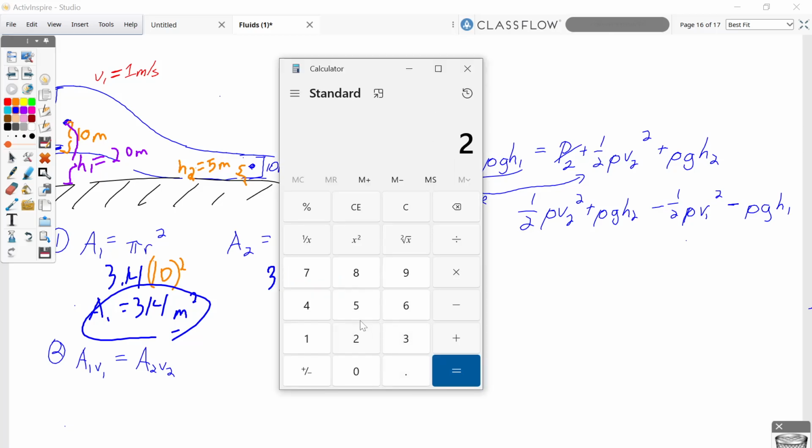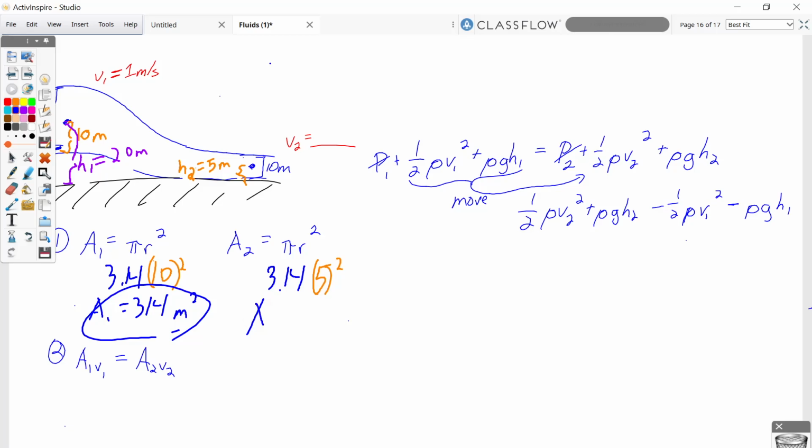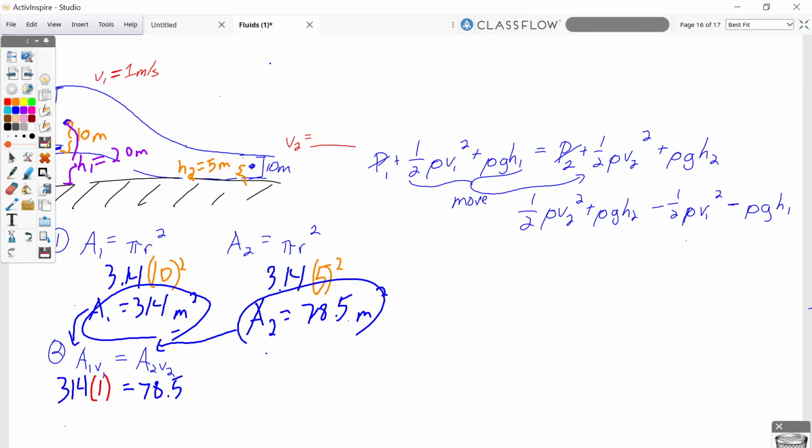Same thing over here, 5 times 5 is 25, 78.5. Okay. We're going to plug in our numbers in our next formula. Our velocity 1 is 1. Our velocity 2 we need to solve.